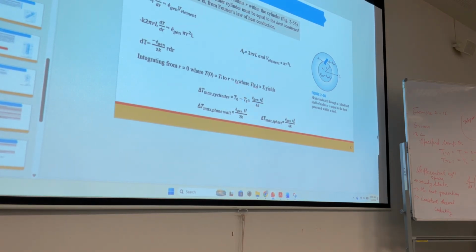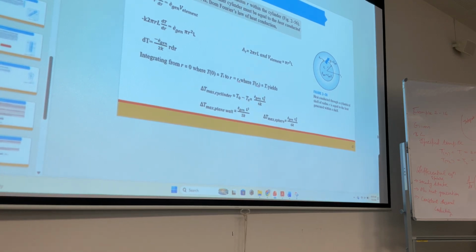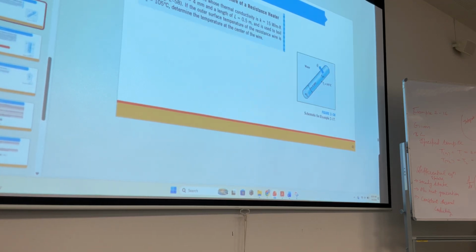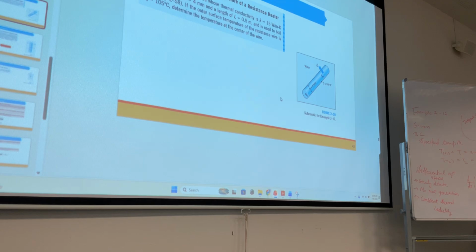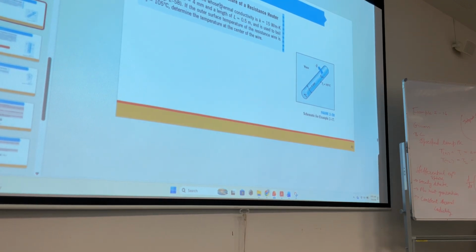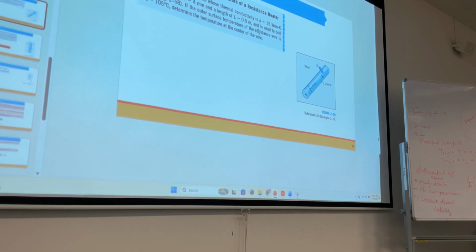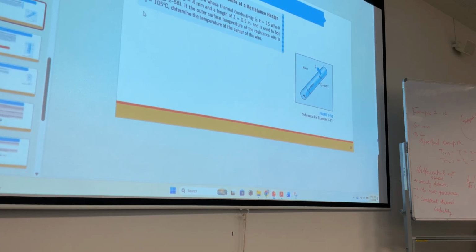So this wire is a cylinder, right? That wire is a cylinder. Read the question again. Yeah, of course, it is very easily seen that this wire is a cylinder, right? A 2 kilowatt resistance wire, thermal conductivity is given, has a diameter and length given, used to boil water. The outer surface of the resistance wire, Ts is given. Determine the temperature of the center.